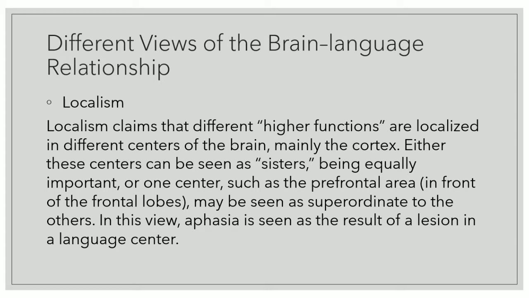Different views of the brain-language relationship. Localism. Localism claims that different higher functions are localized in different centers of the brain, mainly the cortex. Either the centers can be seen as sisters, being equally important, or one center, such as the prefrontal area in front of the frontal lobes, may be seen as superordinate to the others. In this view, aphasia is seen as the result of a lesion in the language center.